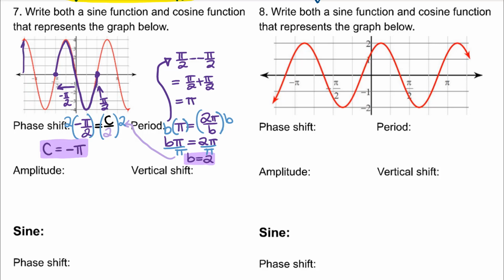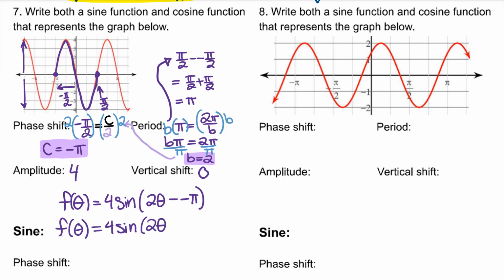There's been a change in amplitude as well. The graph goes 4 above the midline and 4 below, so the amplitude is 4, but there's no vertical shift. So the sine function will be f of theta equals 4 sine of 2 theta minus negative pi, which simplifies to be 4 sine 2 theta plus pi.